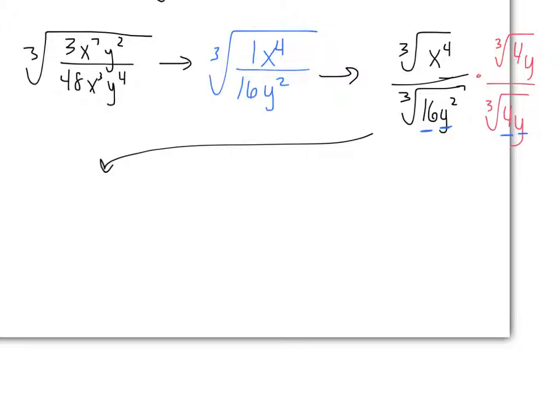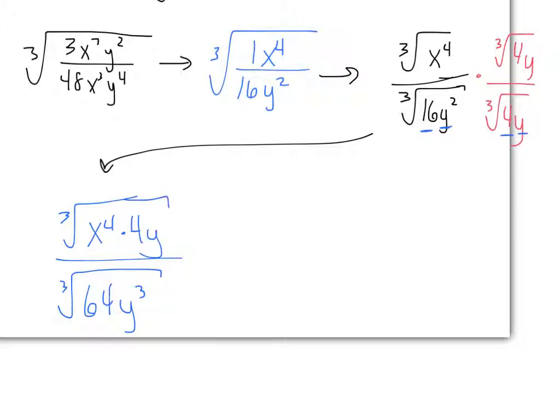The goal is to get rid of the cube root in the denominator. So you need to make the denominator's radicand a perfect cube. So this becomes the cube root of 64y cubed, and the numerator becomes the cube root of x to the fourth times 4y. Again, I have to remember to multiply these two up here. x to the fourth times 4y, well, that's just the cube root of 4x to the fourth y.